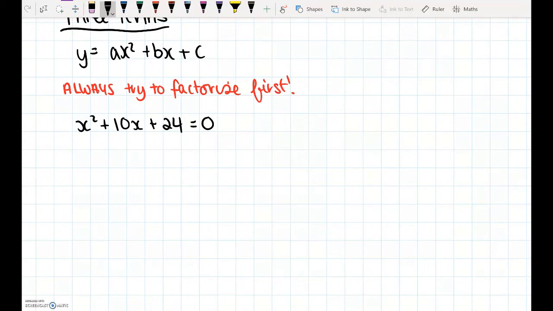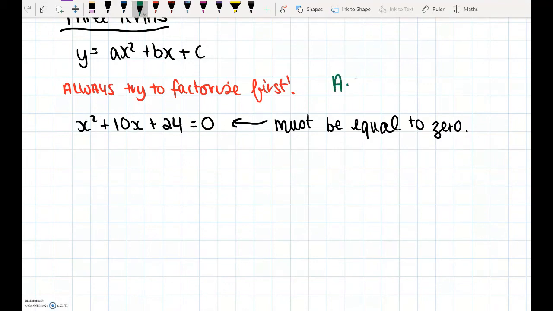Okay, so we always try and factorize first. And one point I have forgotten to make is it must be equal to 0. Okay, so the equation must be equal to 0. Okay, that property that we looked at before where we said a times b equals 0, a equals 0, or b equals 0. This only works if it's equal to 0, okay? Because if it's equal to anything else, we don't know for certain that one of the terms must be 0, okay? So, firstly, the equation must be equal to 0. That's the most important thing with this, okay?